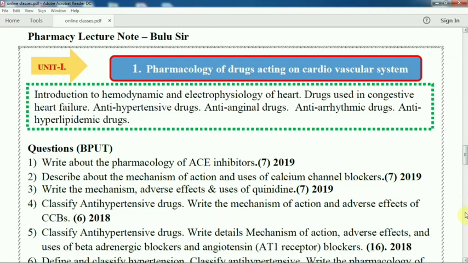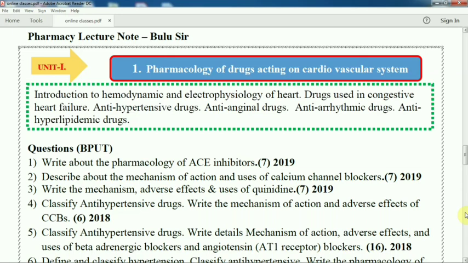Dear friends, today we are going to discuss Unit 1, Pharmacology of Drugs Acting on the Cardiovascular System. So, first, an introduction to hemodynamics and electrophysiology of the heart.